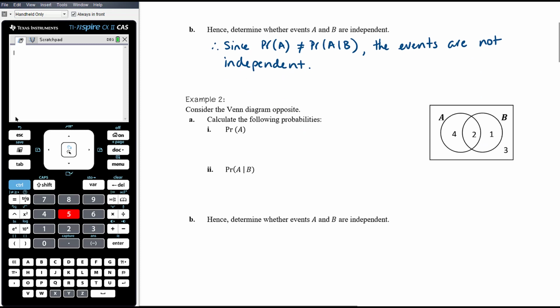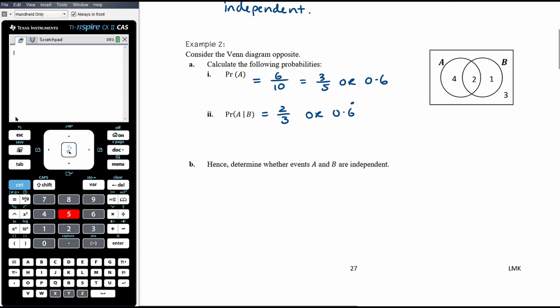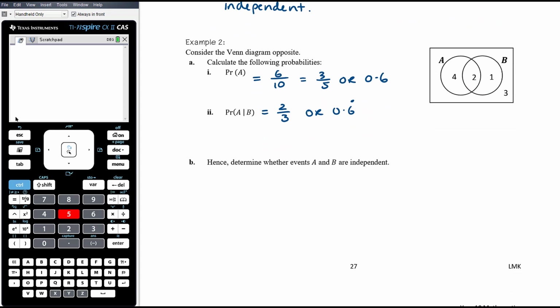Okay, example 2, consider the Venn diagram opposite, calculate the following probabilities. The probability of A: there are 6 things in A out of 10 things, so 6 out of 10, which is 3/5 or 0.6. Probability of A given B: given that we're in B, the probability that we are in A is 2 out of 3, which is 0.6 recurring, but they're still not quite the same thing. I think my original intent here was that this one might have been, but anyway, that's okay, they're actually not.